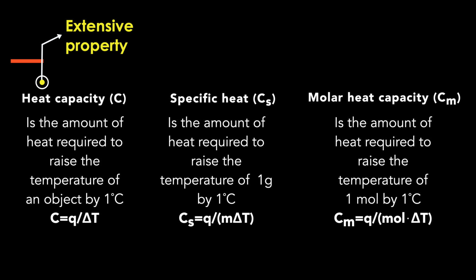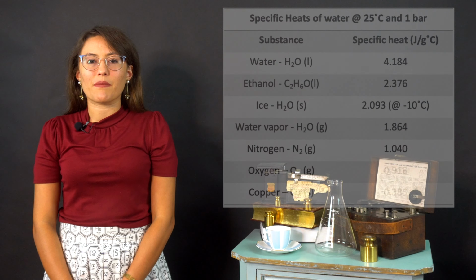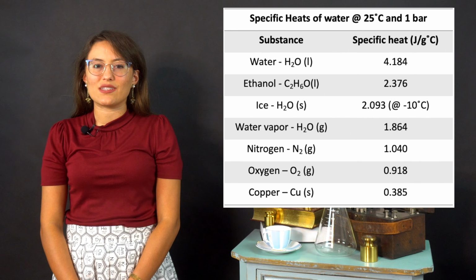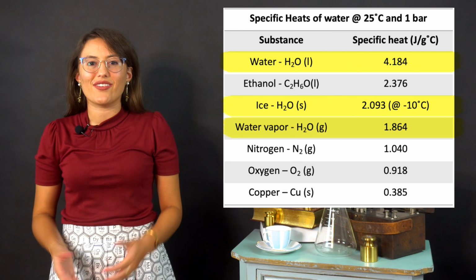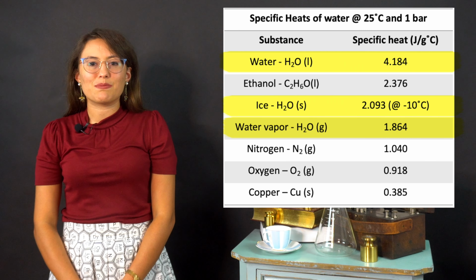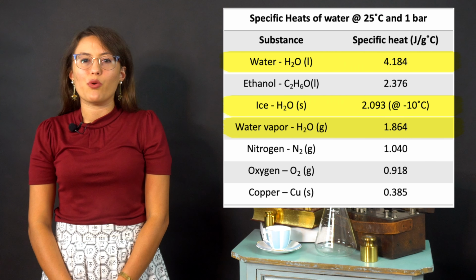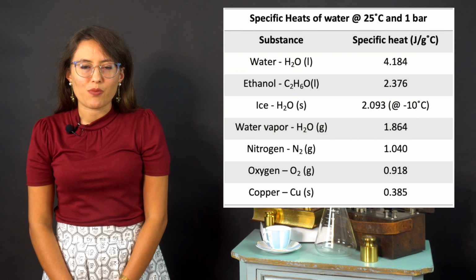It is important to note that the heat capacity is an extensive property, and its value is proportional to the amount of substance, whereas the specific heat capacity and molar specific heat capacity are intensive properties and are only dependent on the type of substance, not the amount. Here is a table of some common specific heat capacities at 25 degrees Celsius. It is important to point out that depending on the physical state of a substance, the specific heat differs, for example, water. Let's do a practice problem.